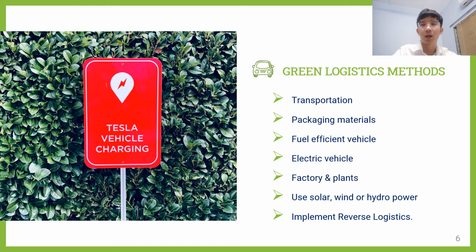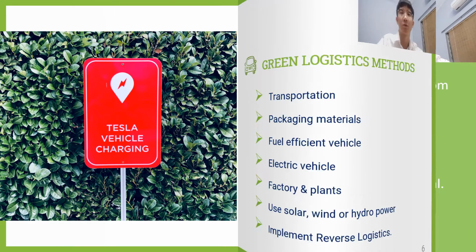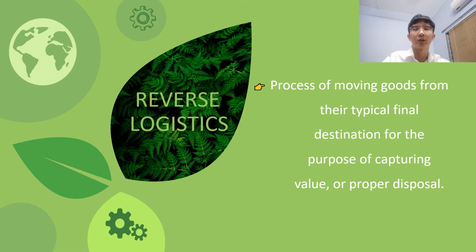Next, the factory and plants. Far from the human populations is a proper waste management. We also can use the latest technology such as solar, wind, or hydropower. And lastly, we can also implement reverse logistics. What is reverse logistics? Reverse logistics is a process of moving goods from their typical final destination for the purpose of capturing value or proper disposal.